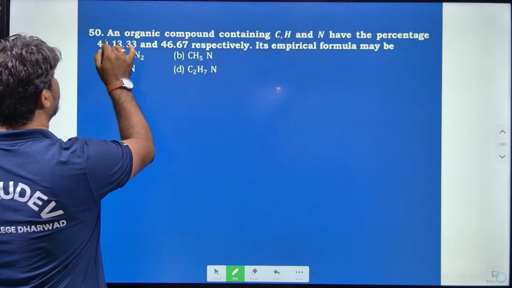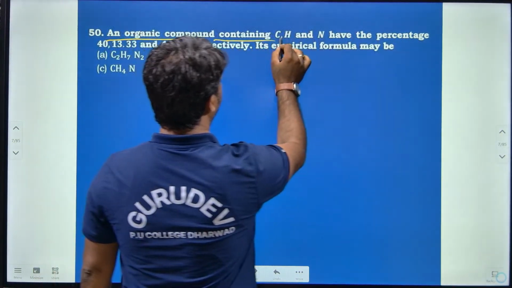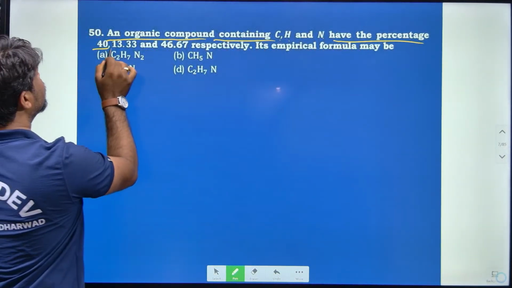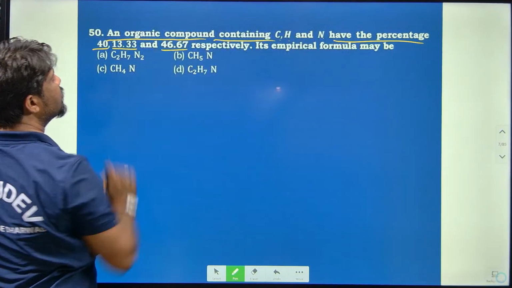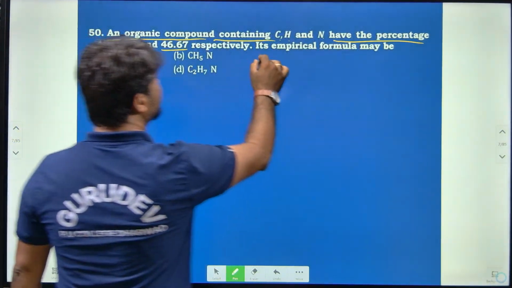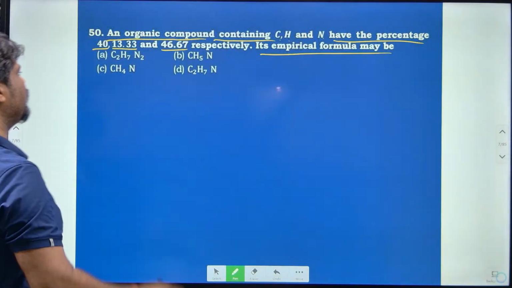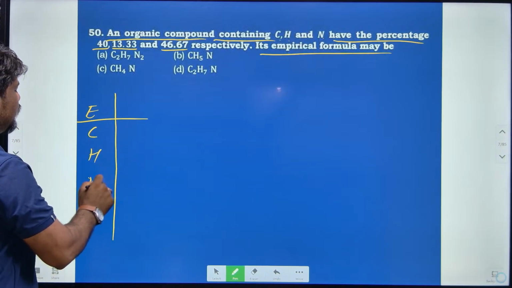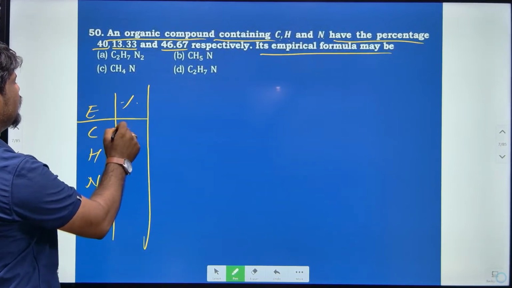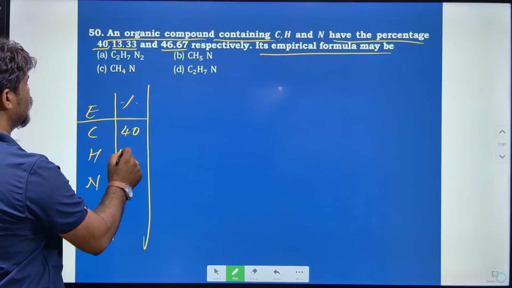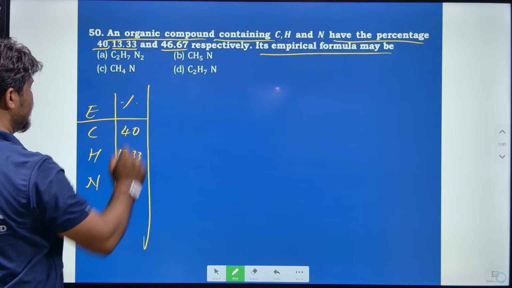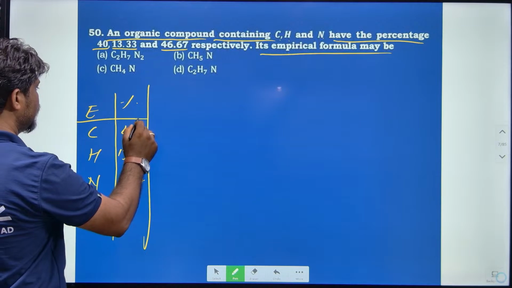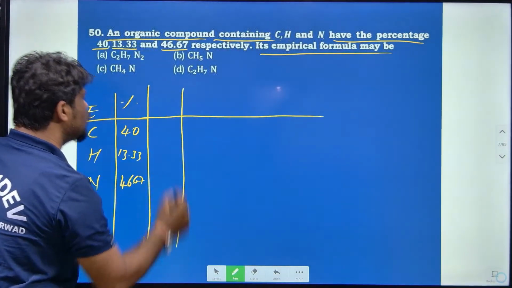Question number 50. An organic compound containing carbon, hydrogen and nitrogen having the percentages 40, 13.33 and 46.67 respectively, and its empirical formula may be. So they're asking the empirical formula. They gave the elements: carbon, hydrogen and nitrogen. Carbon is 40%, hydrogen is 13.33%, and nitrogen is 46.67%. If you want to solve this one, we should know the atomic masses.